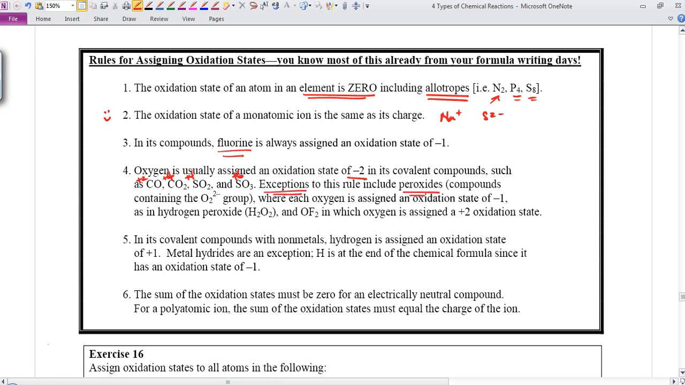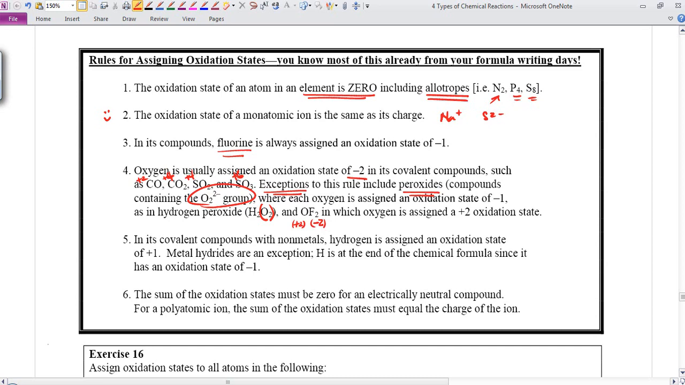Exceptions are the peroxides. So if we look at hydrogen peroxide, our good buddy H2O2, which is not the only peroxide in the world, it's just the most common. This entire group is the peroxide ion, and it has a -2 on the whole group. So each H is still a +1, and that's why H2O2 is neutral. And then we can also have OF2, in which case F is always -1 in a compound, so this whole side over here is a -2, so that oxygen has to be a +2 to make that work out.